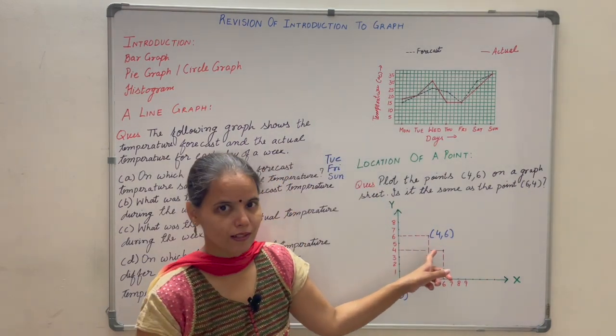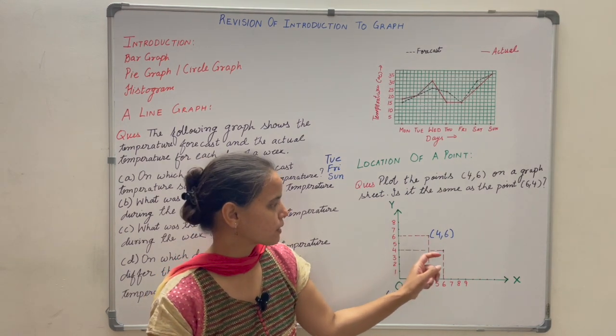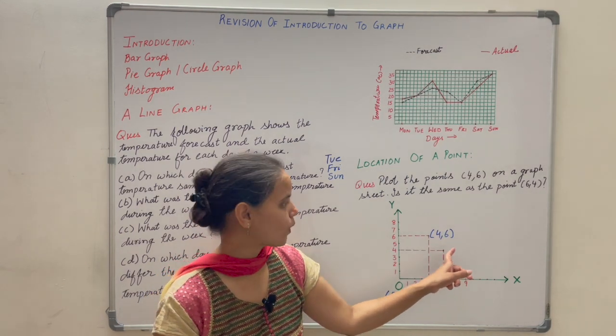4 is the x coordinate, another name it is called as abscissa, and 6 is the y coordinate called as ordinate.